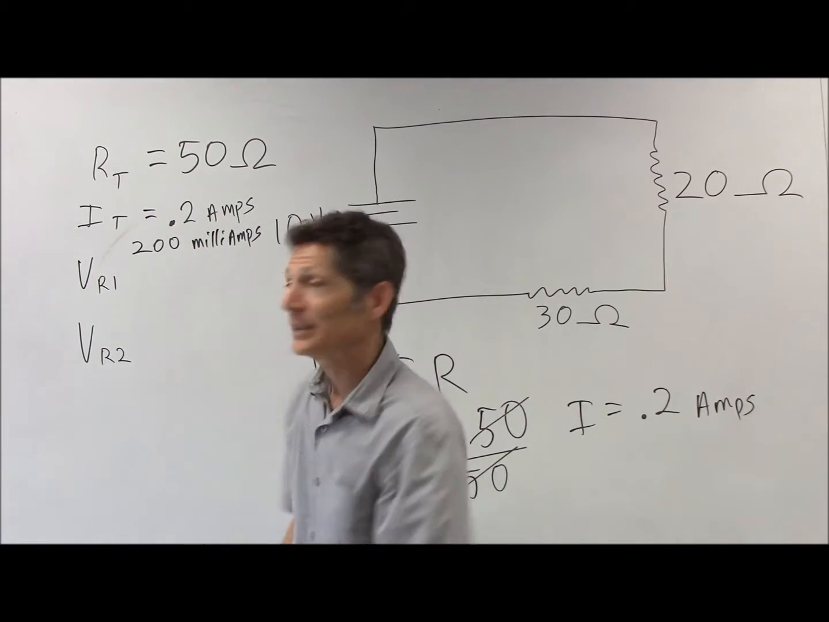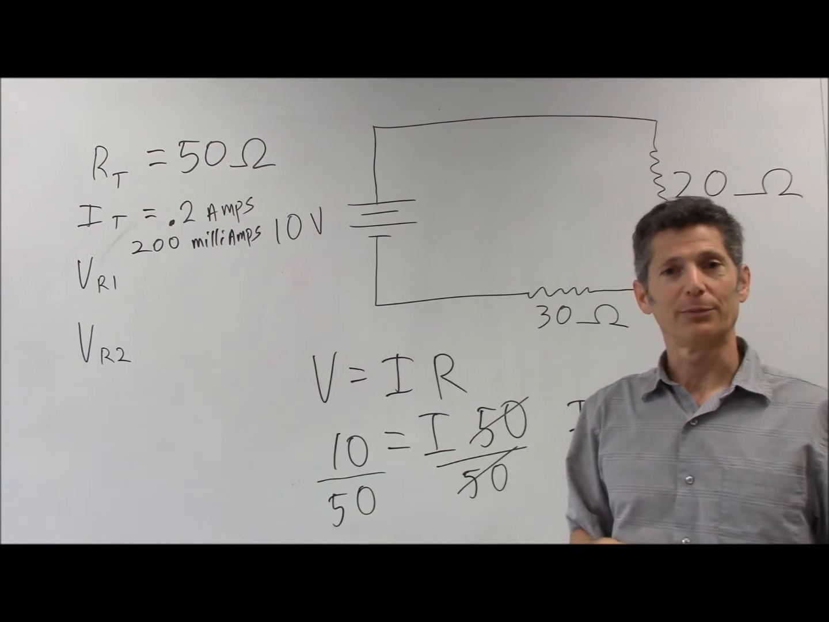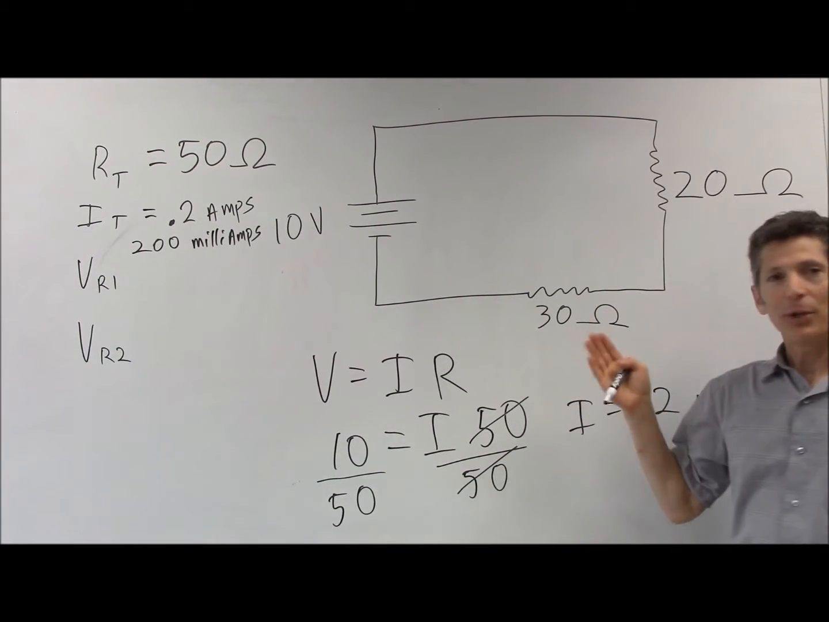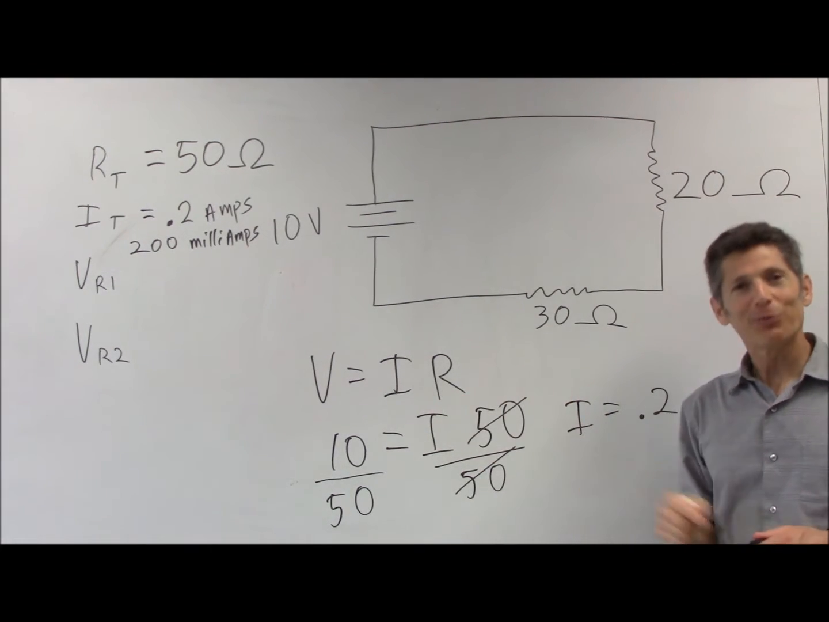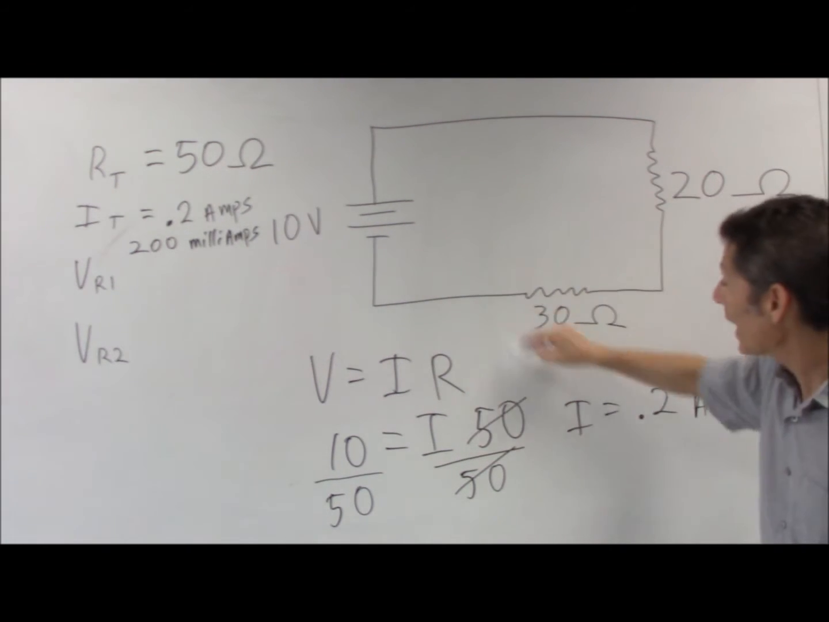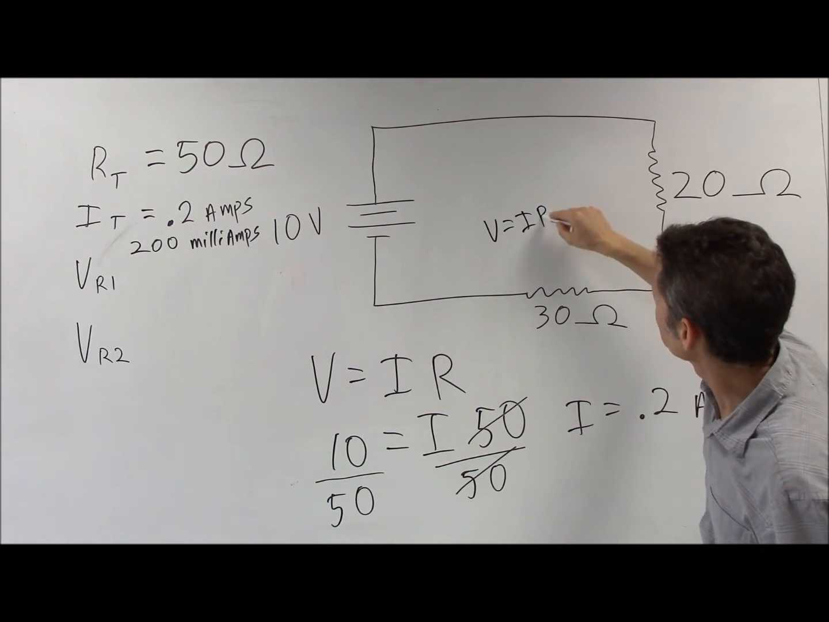So let's calculate the voltage drop across both resistors now. Well, how many equations do you know? You only know one equation. This is Ohm's law. That's the only equation you know. So I'm just going to look at it in terms of each resistor. Again, V equals IR. Good old Ohm.